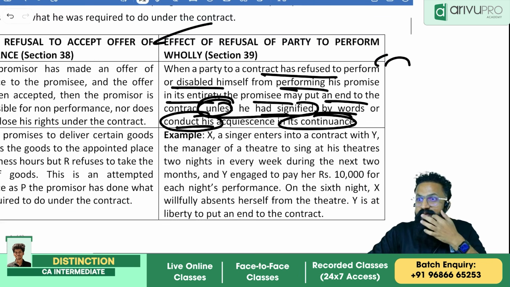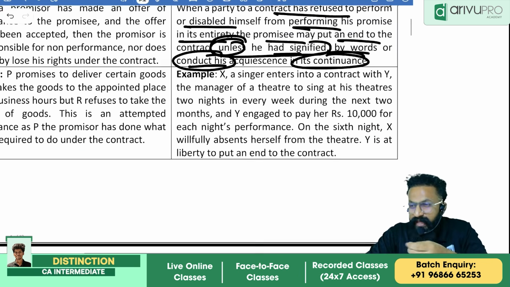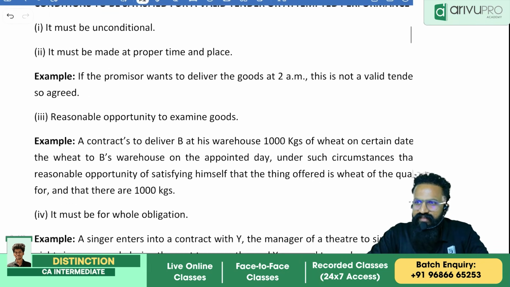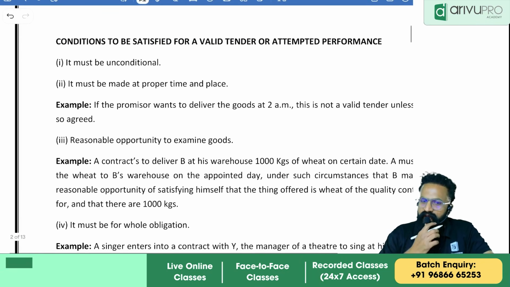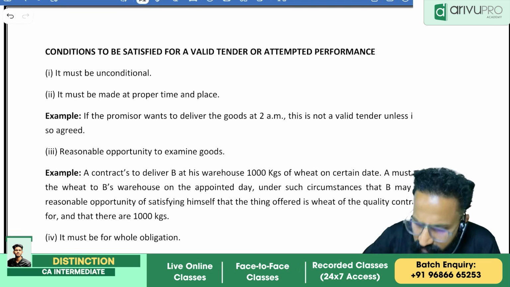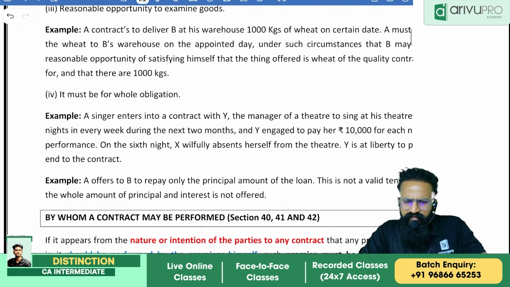Something. Correct. That's Sonu and Mika. No, not Mika. Yes, conditions to be satisfied for okay, reasonable opportunity examine.